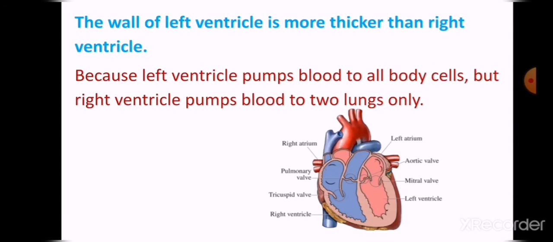So the wall of the left ventricle is thicker than the right ventricle. Why? Why is the wall of the left ventricle thicker than the right ventricle? Because the left ventricle pumps the blood to all the body cells through the aorta. It pushes the blood to all your body cells. But the right ventricle pumps the blood to the two lungs only. So the wall of the left ventricle is thicker than the right ventricle.